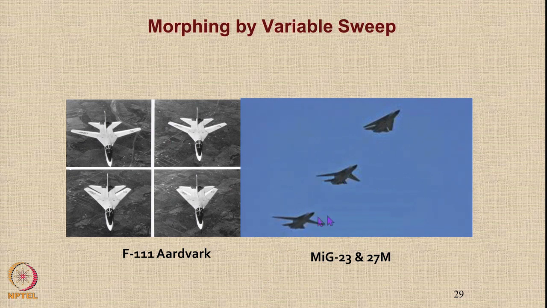There is a 16 degree 45 minutes position for the low speed flight, takeoff and landing. There is an approximately 45 degree sweep for transonic maneuvering and flights, and there is a 72 degree sweep for the high speed dash.